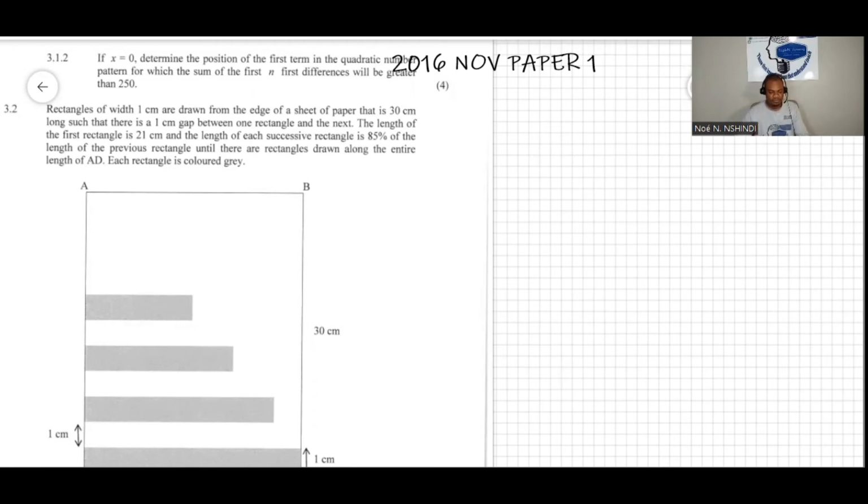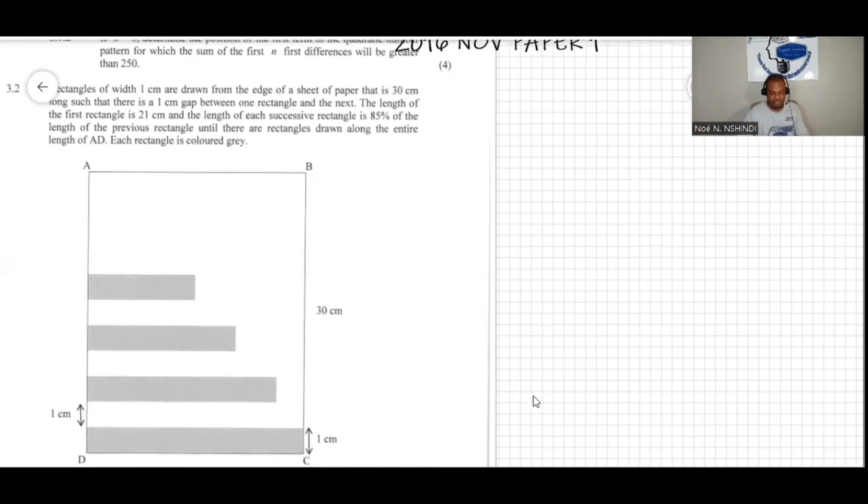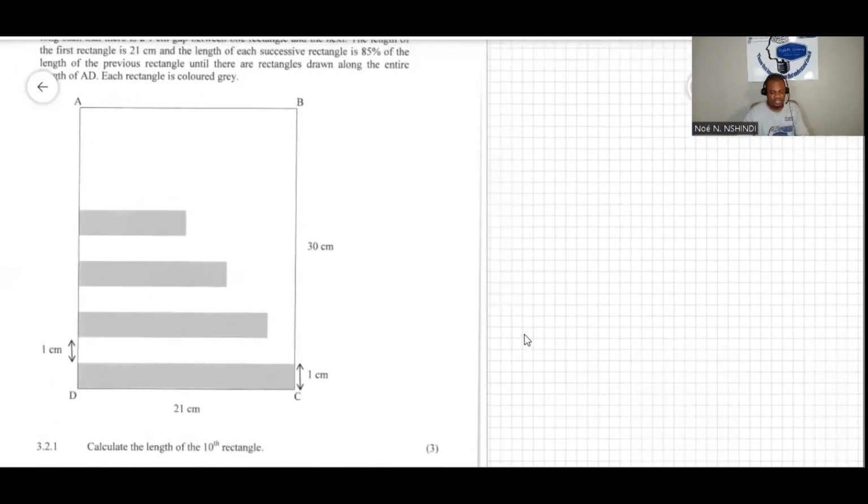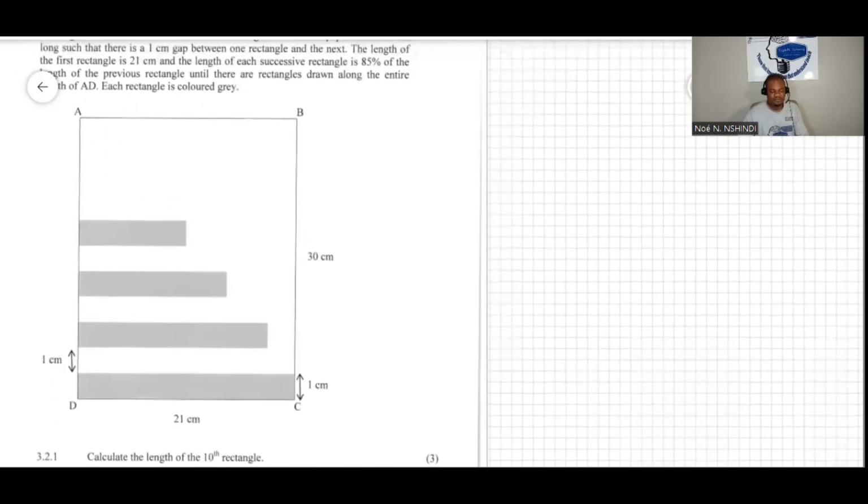Now, question 1 here. I'll move the paper here. It says: calculate the length of the 10th rectangle. Right. Now, let's first understand the problem. I'm going to write here 3.2, and over here 3.2.1. The question says calculate the length of the 10th rectangle, so we're looking for T10 in this question.